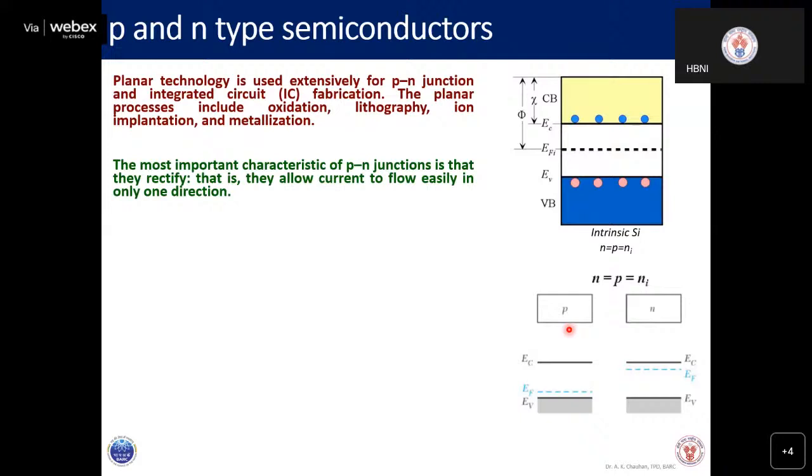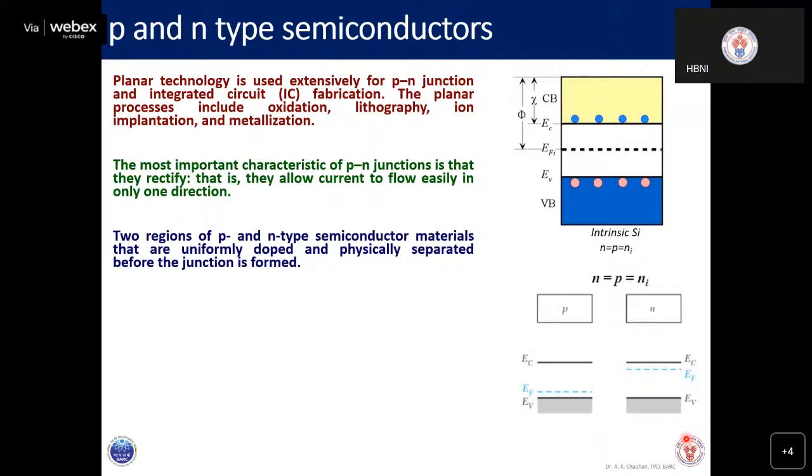The most important characteristic of a PN junction is that it rectifies, that is, it allows current to flow easily only in one direction. Why? When you join these two, immediately the Fermi level has to align. Once the Fermi levels align, this will go up, this will come down, and a voltage will be developed. That voltage will oppose the movement of electrons in one direction, and promote the movement of electrons in the other direction. It is opposite for holes.